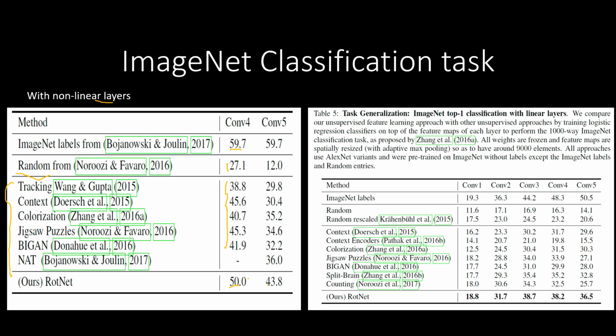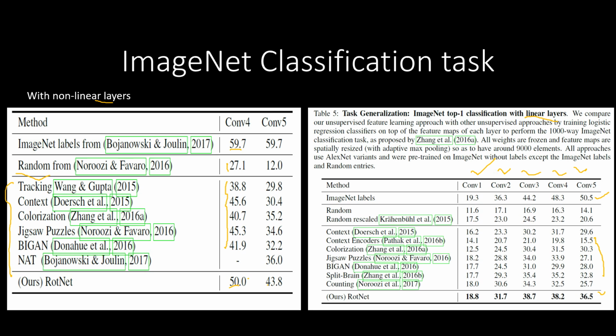And then coming to the linear classification with the linear layers, which everybody does now, here also we can see that when the linear classification was done on features from different conv layers of the AlexNet, the performance improved over different conv layers. And compared to the supervised, again, it's not doing that great, but compared to other unsupervised methods like context encoder, colorization, jigsaw puzzle, BigGAN, it's doing pretty well.